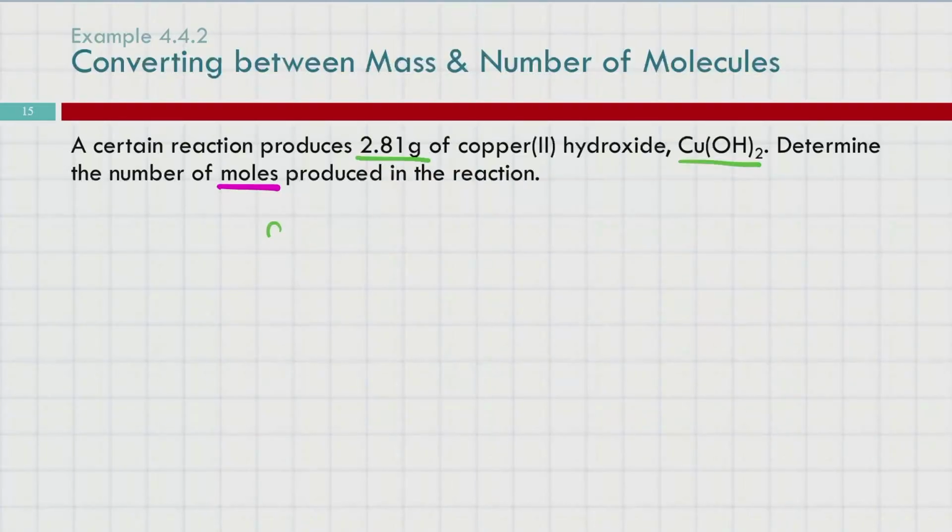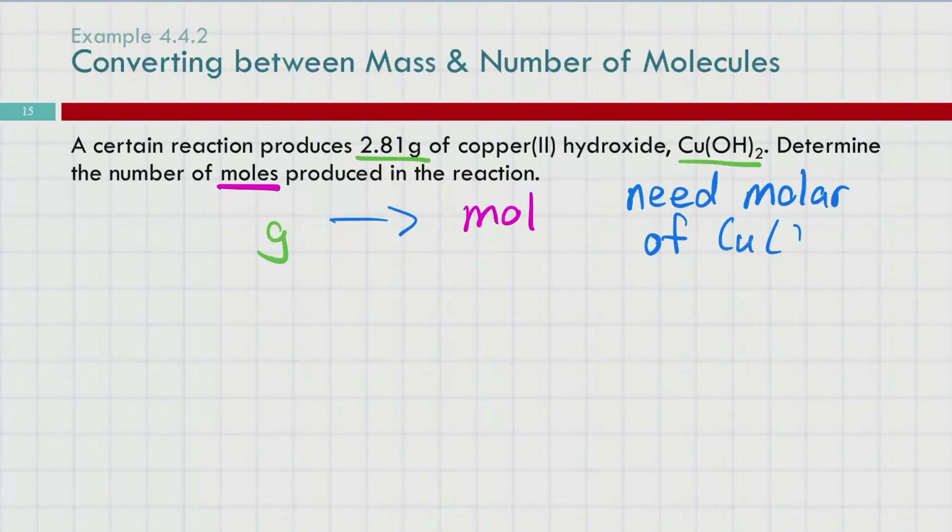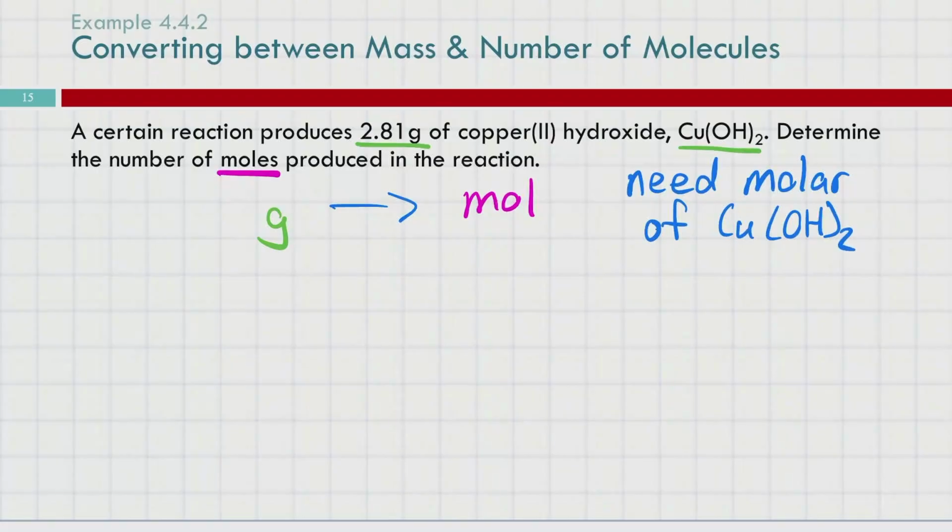All right, so we are starting with grams, and we are trying to go to moles. What do we use to go between grams and moles? Molar mass. So we need the molar mass of CuOH2, copper 2 hydroxide. So that's a fun little side calculation that we get to do. We've got copper, oxygen, and hydrogen. We have 1 copper, 2 oxygens, 2 hydrogens.